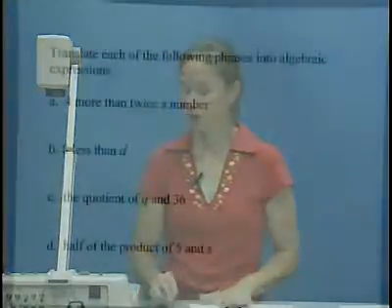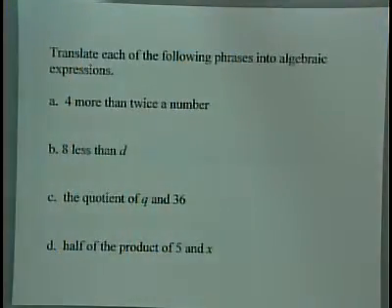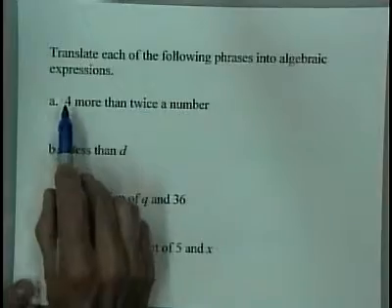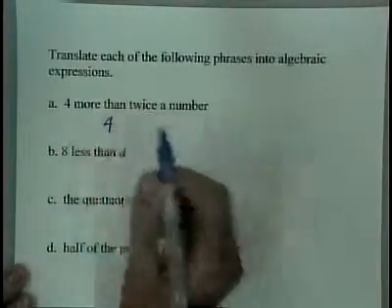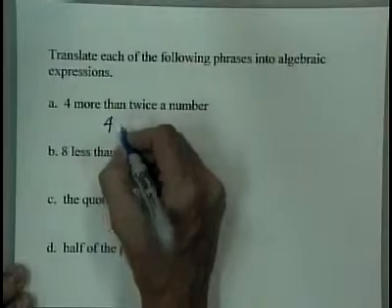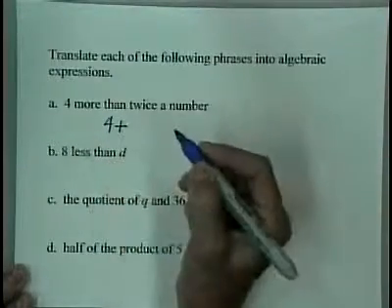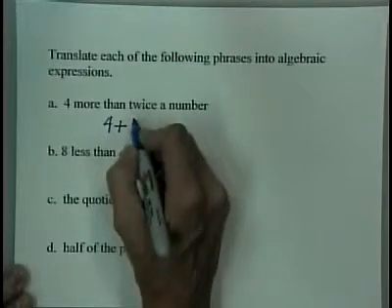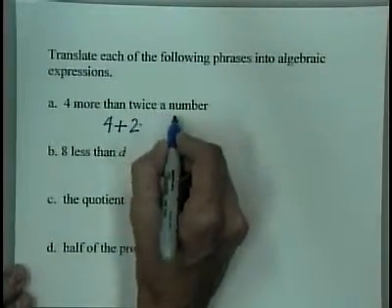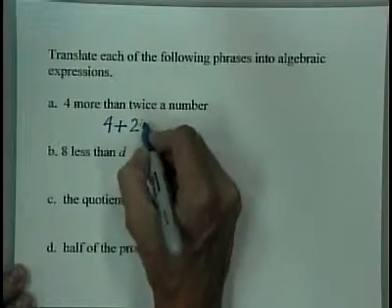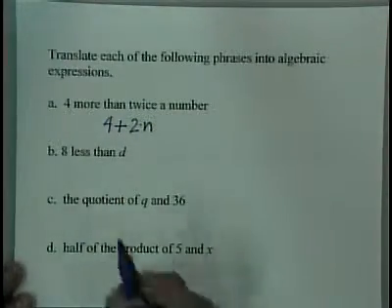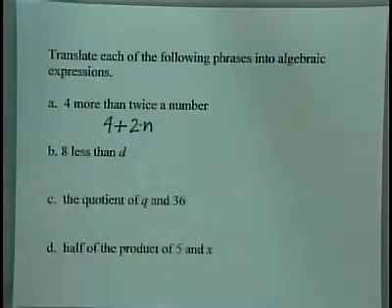What we want to do is first of all translate each of the following phrases into algebraic expressions. The first phrase we see is 4 more than twice a number. Starting from the left, I see the number 4. More than can be translated to the algebraic operation of addition. Twice means 2 times, and when you see something like a number, choose a variable, we might use the variable n. So 4 plus 2n is one way to translate that phrase.